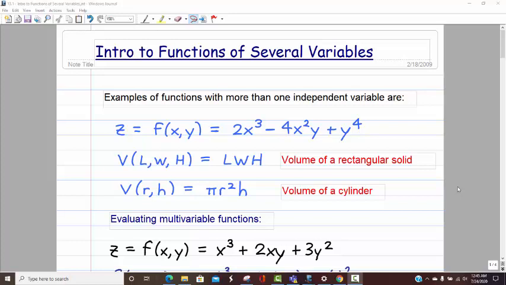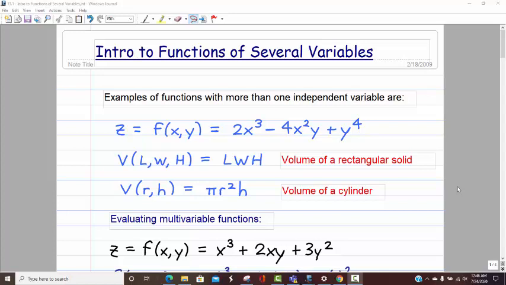This video is entitled Intro to Functions of Several Variables. Now, throughout calculus up to this point, we've pretty much just dealt with functions of a single variable, most commonly like y equals f of x or some other function name, doesn't have to be f, or even in terms of t, parametric, y as a function of t.